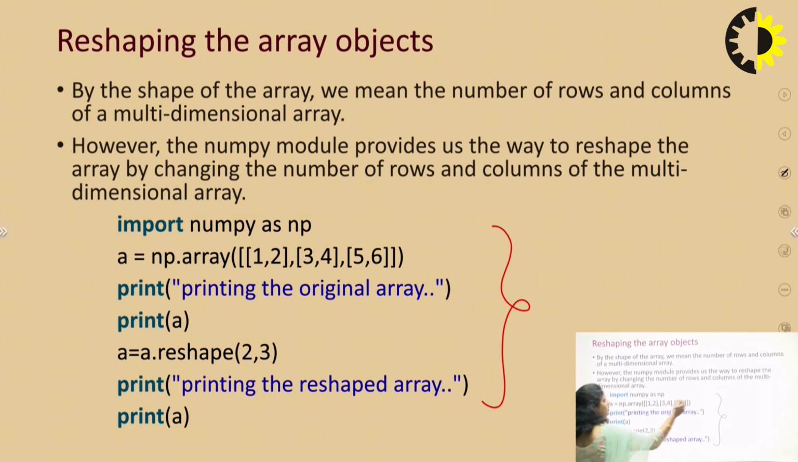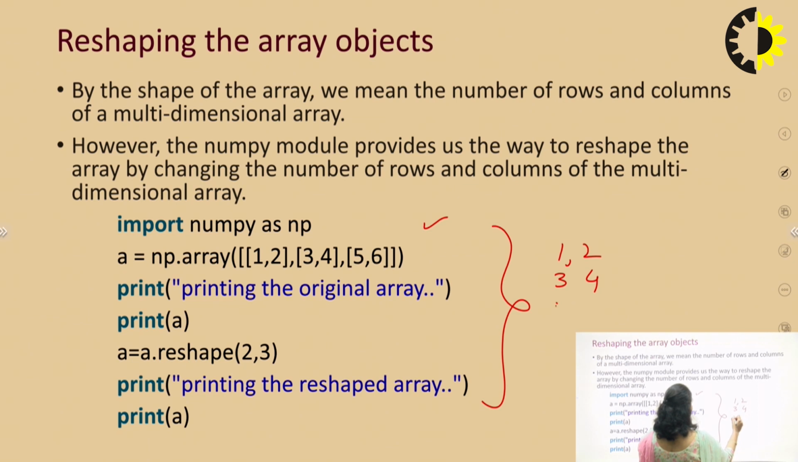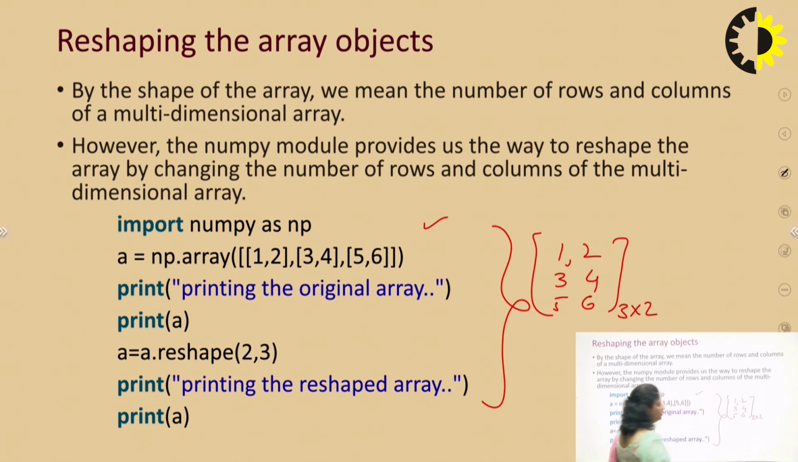So what will be the program for this? Import numpy as np, because we are going to use the reshape feature of the NumPy Python package. A is equal to np.array, 1, 2, 3, 4, 5, 6. So the input will be 1, 2, 3, 4, 5, 6. So the matrix will be of type 3 rows, 2 columns. Okay. So printing the original array, we have the output like this. Print A. When the statement print A runs, this matrix will be printed.